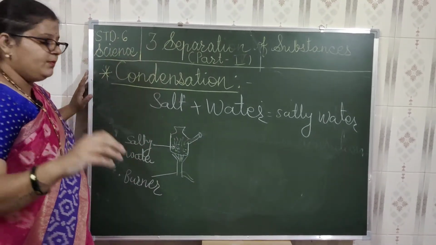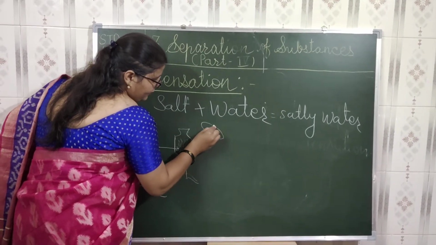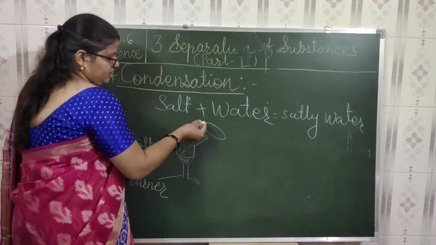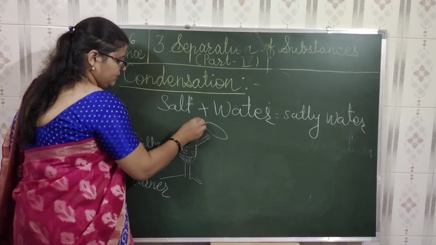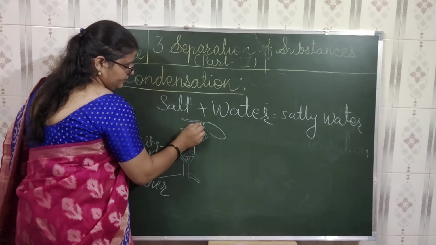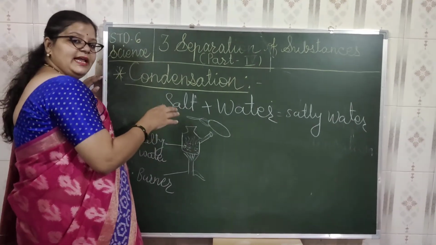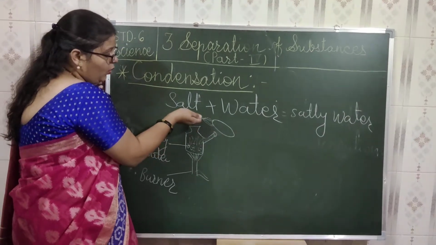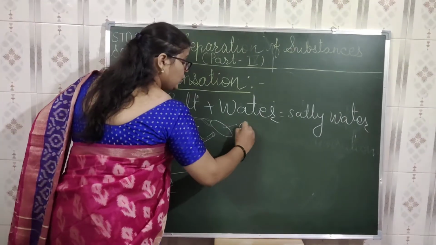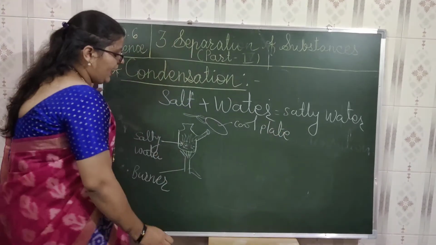Now my job is to hold one plate. I am going to hold one plate here. One tongue is there, and with the help of that tongue, I hold one plate. This is the cool plate. Now what is going to happen?